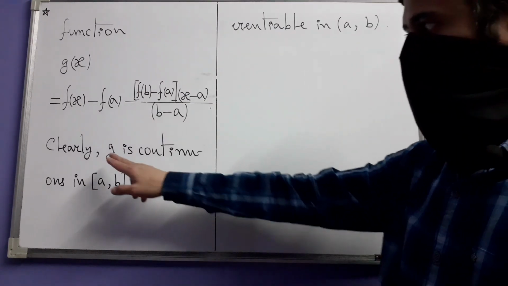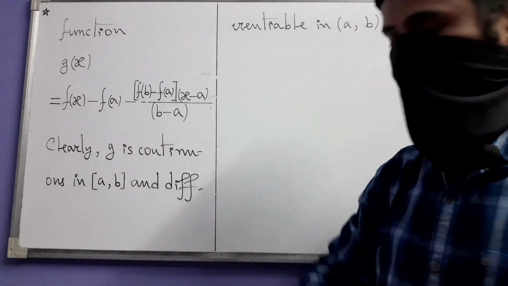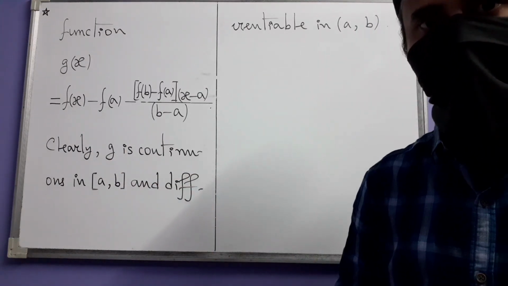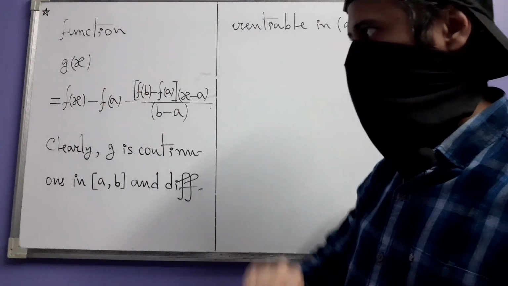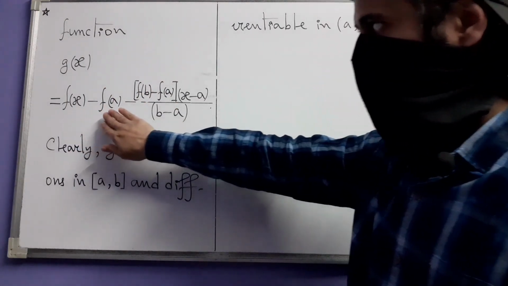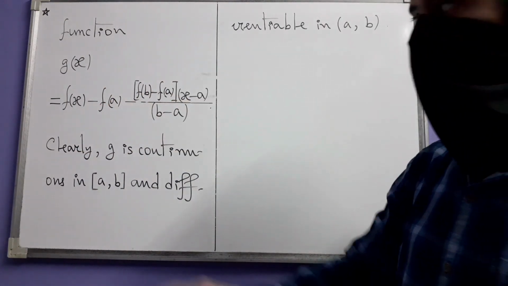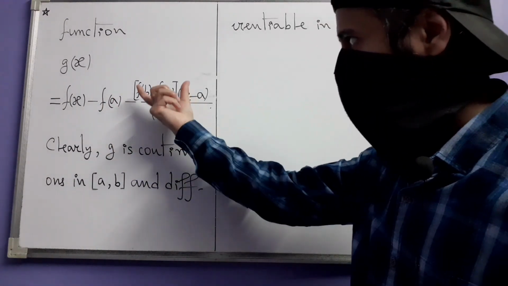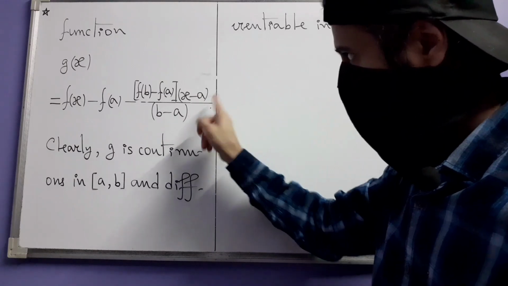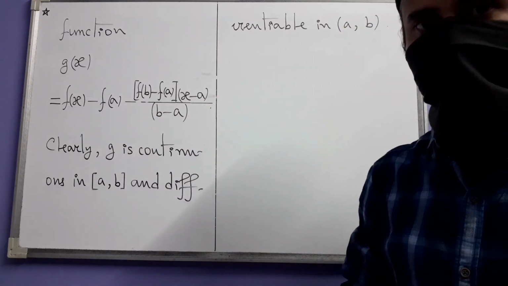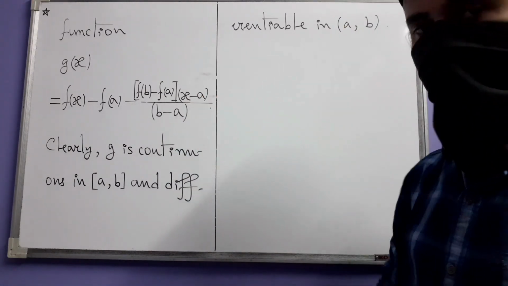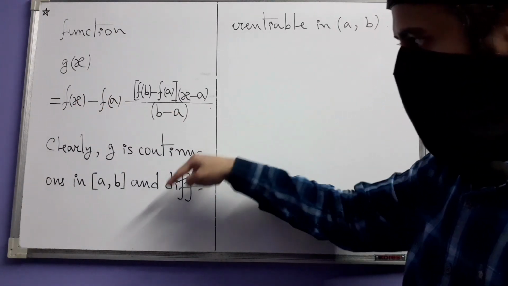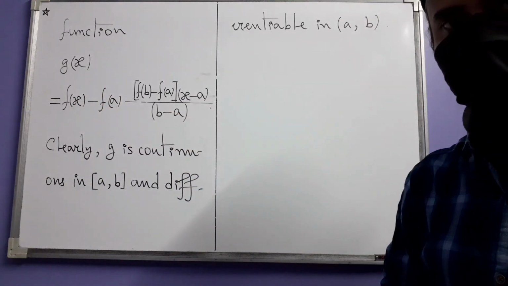Next we write this. Clearly g is continuous in the closed interval and differentiable in the open interval, just like f. Why? Because f has those properties. And what do we see here? Along with f, minus f of a, which is a constant, minus a constant times x minus a. X minus a is the linear function which is differentiable, I mean it's a polynomial. So that is why this combination also has those properties.